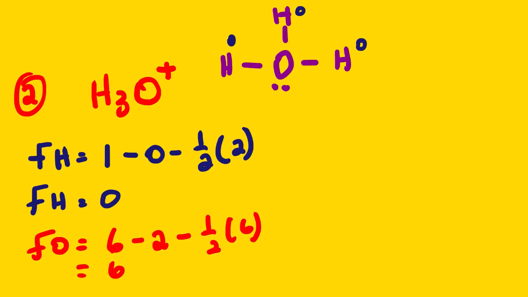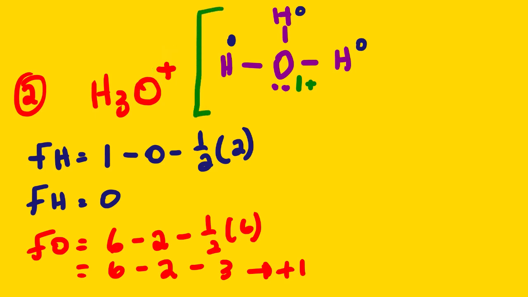So you can see that we have 6 minus 2 minus 3, and then this will give us 6 minus 5, which is equal to positive 1. So it means that the formal charge of oxygen here is positive 1. So you can see that the sum of all these formal charges, 0 plus 0 plus 0 plus 1, will give us the overall charge.